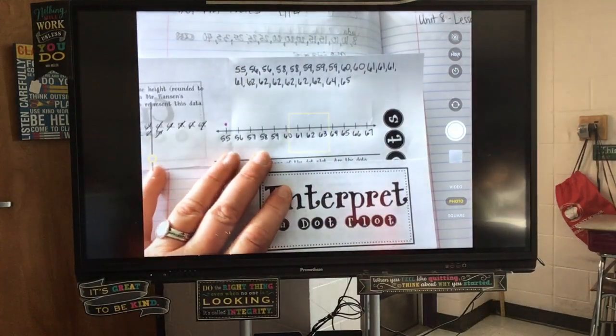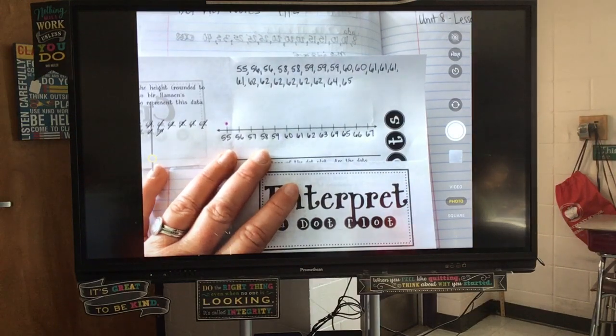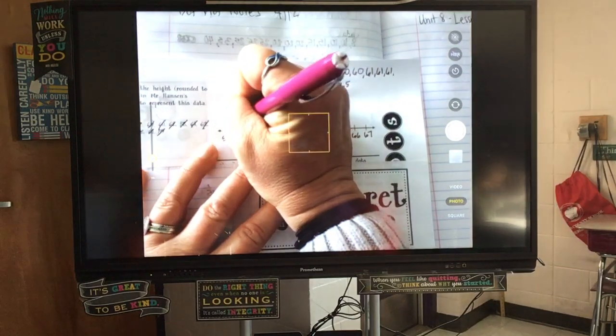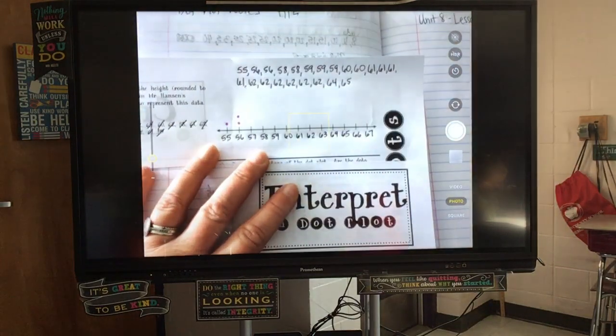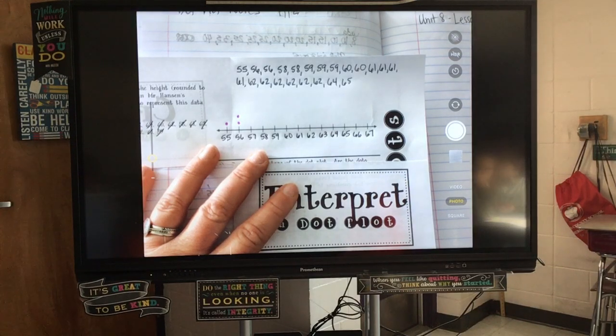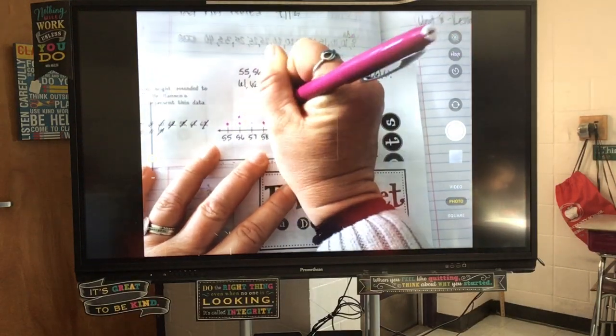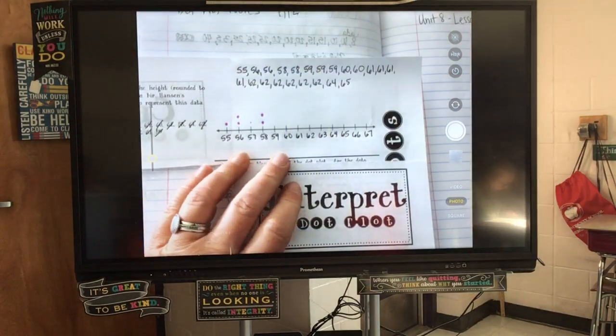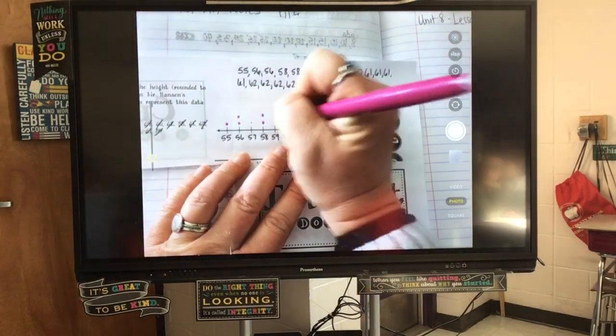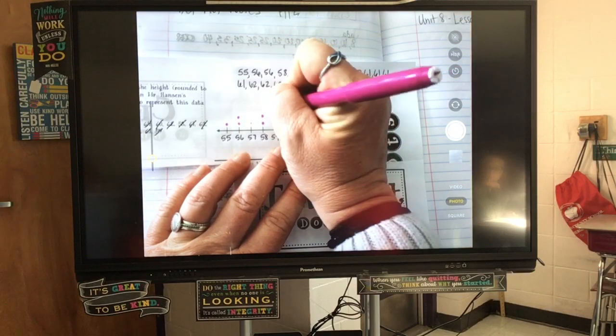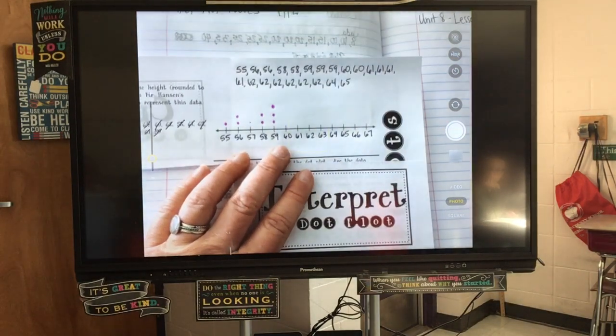All right, how many 56s do we have? Two, so I'm going to put 2 dots. All right, how many 57s? None, so I skipped that number, right? Okay, how many 58s do I have? 2. How many 59s? 3. How many 60s?